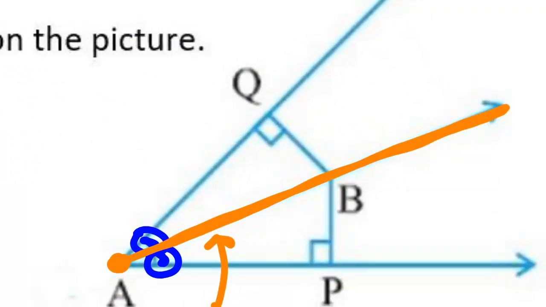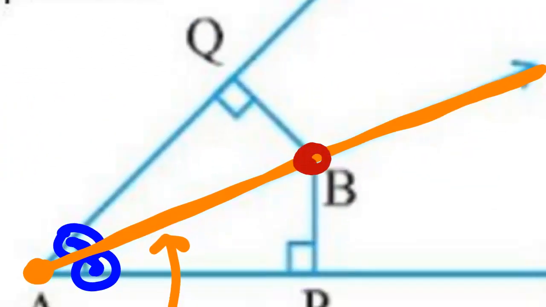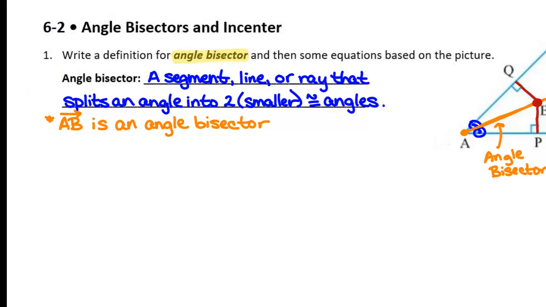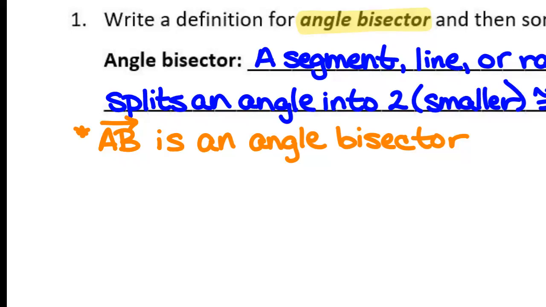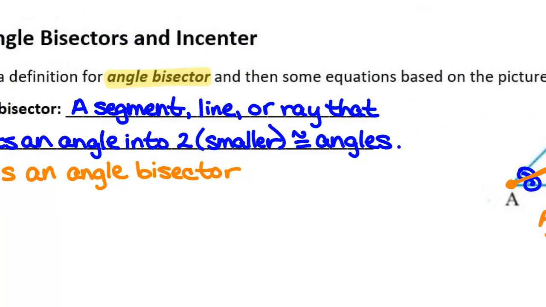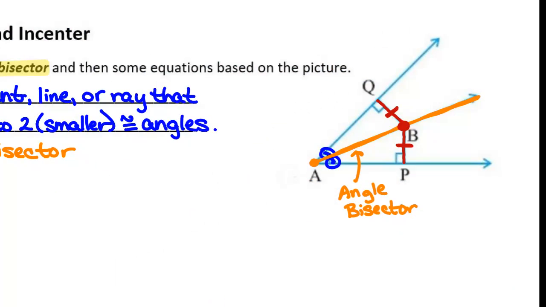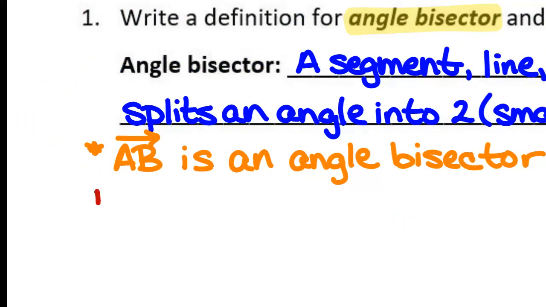In my picture, there are two segments drawn in going from point B to point Q and from point B to point P. If I have a point on the angle bisector and I draw a segment from the angle bisector to the sides of the original angle, then those segments are congruent. So segment QB is congruent to segment PB. Let's write that idea down, and then we'll write our congruence.